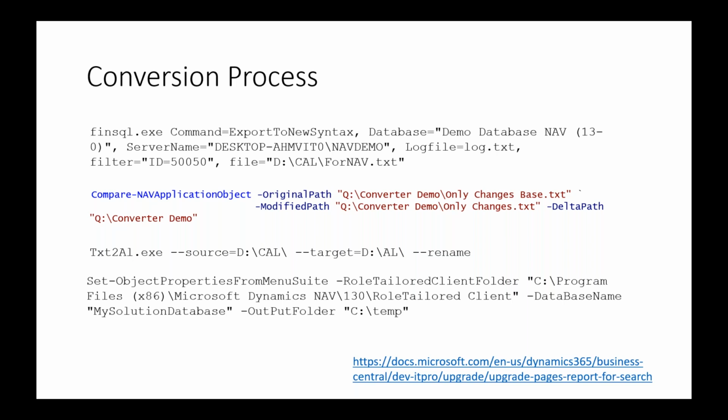and you can convert those Delta files also to your extension. Then you have to use the txt2al executable to convert your C/AL code to AL code. My recommendation is to add the rename flag, because that will create nice names for your objects. And lastly, you have to run this menu suite PowerShell thing, if you want to add searchability to your pages and reports.